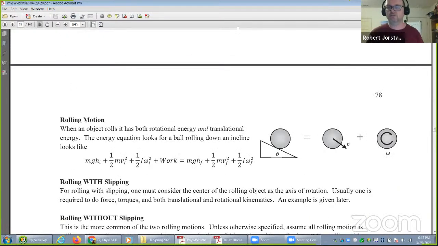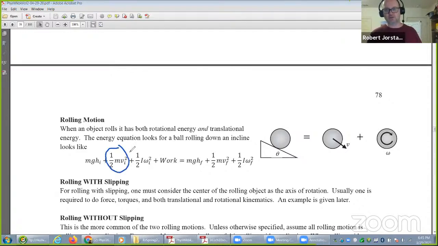What if something is rolling? This is the hardest. You have translational motion as you move from here to here. You actually move in a straight line path. But you also have rotational motion. So we have both translation and rotation. So we have both M and I. We will talk about that soon.